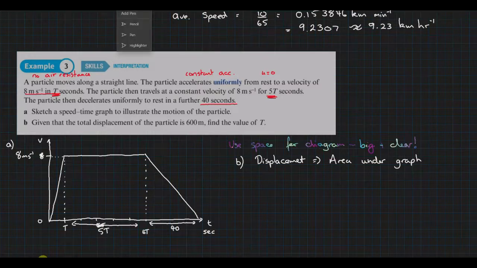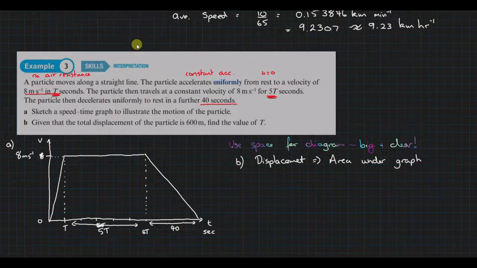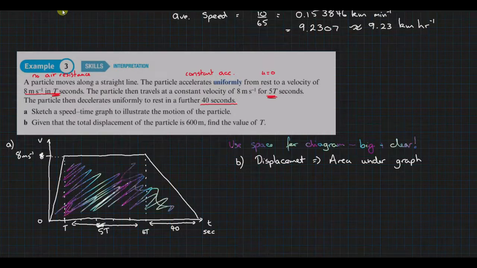Let's just see if we can get a highlighter pen. Come on. It's not letting me do the highlighter for some reason. Let's do it. Yeah, we'll use the space again. So this whole area, including that bit, all of that, 600 meters. By the way, do not use this sort of fancy pen in any exam. Black ink is preferred because it photocopies well.